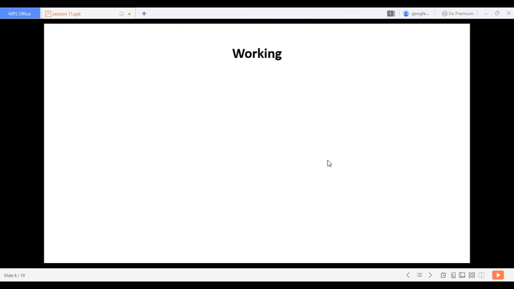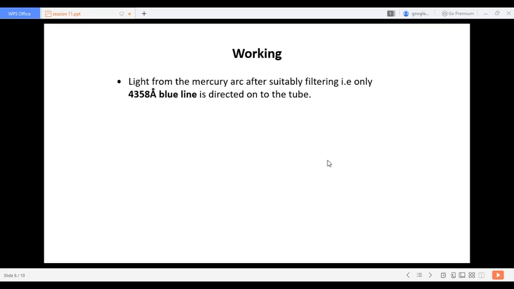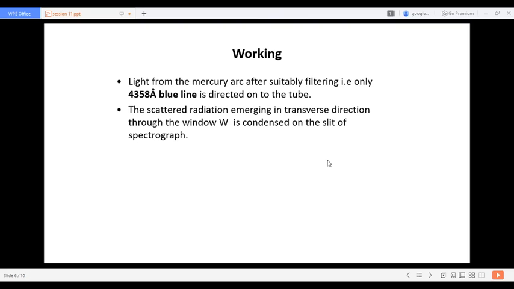Let us study how the working takes place. Light from the mercury arc source, after suitable filtering, that is a highly monochromatic beam of wavelength 4358 angstrom, is obtained and directed onto the tube. The scattered radiation emerging in the transverse direction through the window W is condensed on the slit of the spectrograph.